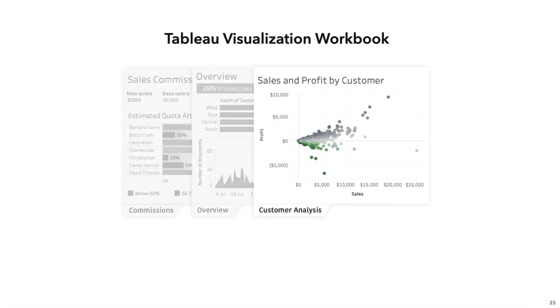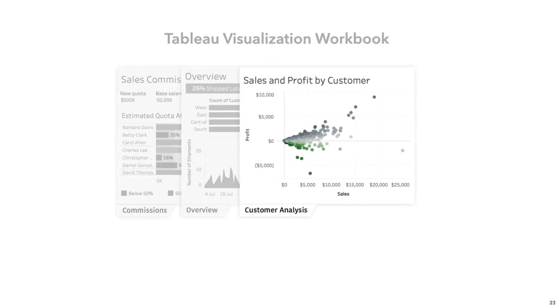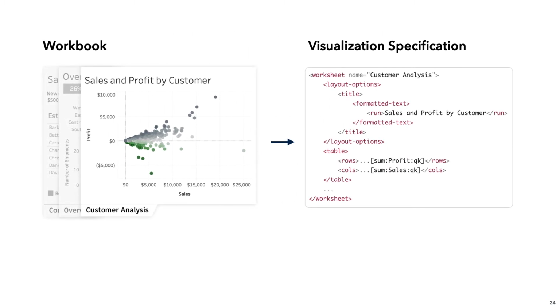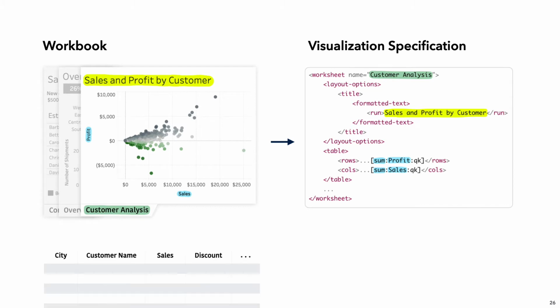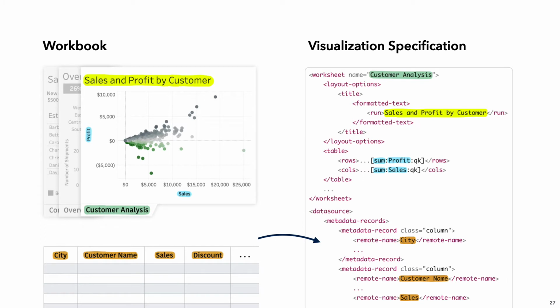But let's take a step back and look at the underlying data. We focus on Tableau workbooks that often contain multiple sheets and dashboards, roughly comparable to a spreadsheet. All components are described in the XML specification. We extract text content such as titles, captions, and axis labels. And we also use the data source column names as additional text data, such as city, customer name, and sales, that are also part of the XML Viz specification.